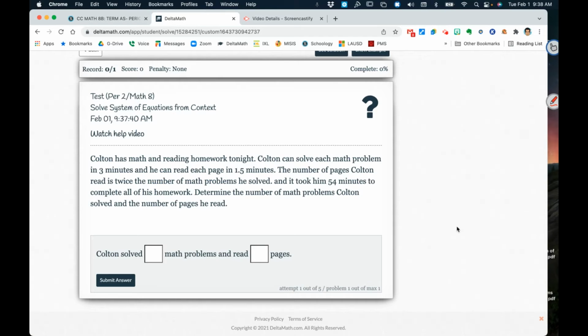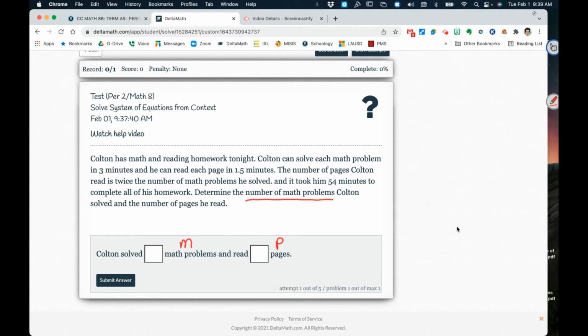It says Colton has math and reading homework tonight. Colton can solve each math problem in 3 minutes, and he can read each page in 1.5 minutes. The number of pages Colton can read is twice the number of problems he solved. And it took him 54 minutes to complete all his homework. Determine the number of math problems. So we're looking for the number of math problems. So that's going to be, I'll call it M. M is going to be the number of math problems. And the number of pages read, I'm going to call that P, pages read.